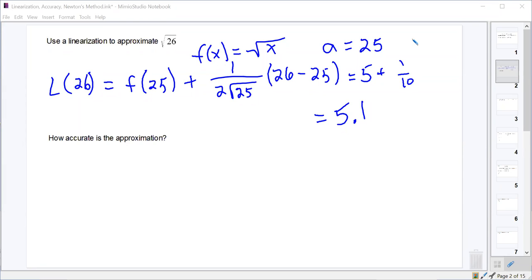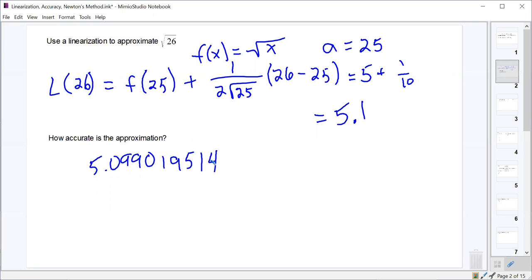Yeah, 5.099. So give me like a full decimal on that. 5.099. What was it? 019.